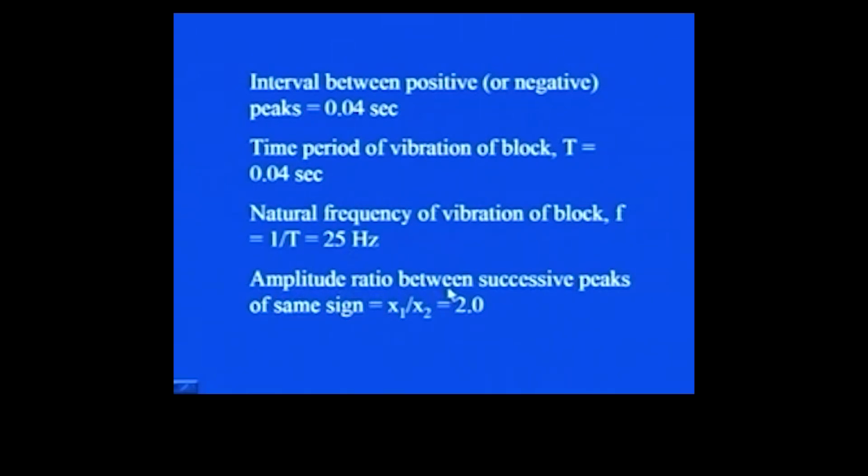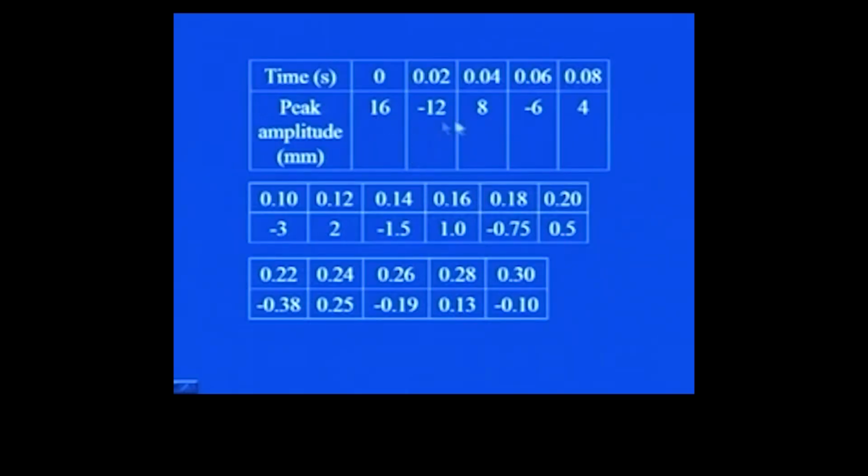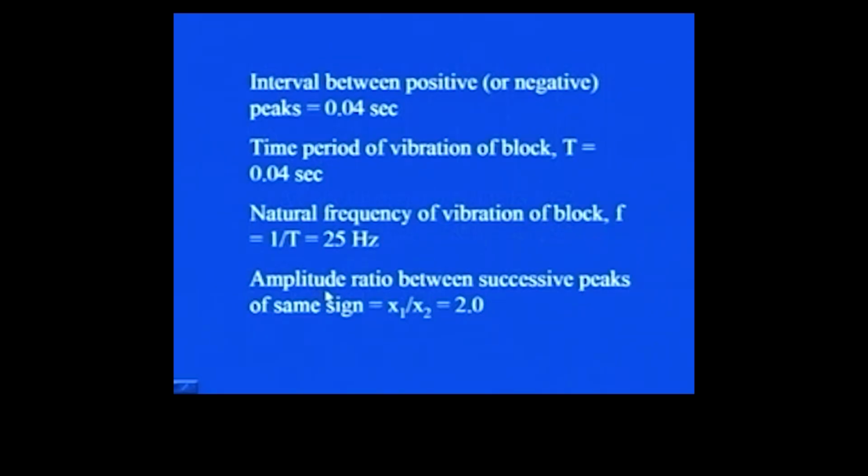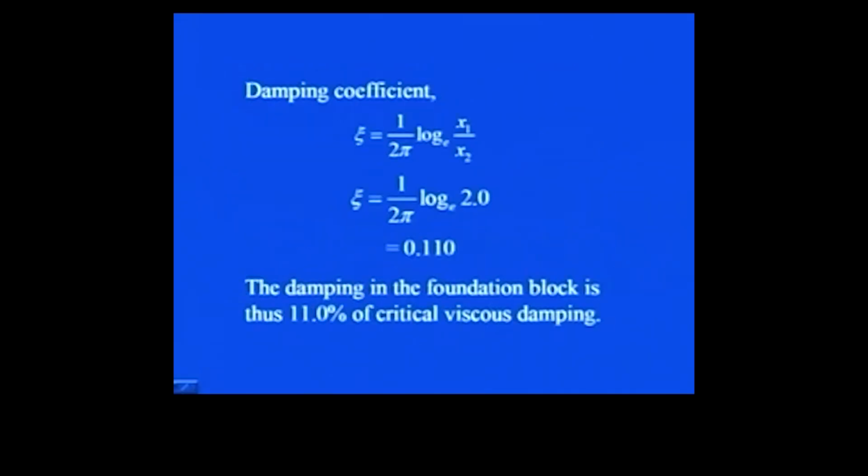So the amplitude ratio between successive peaks of the same sign, that is x1 by x2, becomes 2. You can see here that for two successive peaks, if you take the ratio, 16 by 8 becomes 2, 12 by 6 is 2, again 8 by 4 is 2, 2 and 1 the ratio is 2, then 1.5 and 0.75, the ratio is 2. So the amplitude ratio between successive peaks of the same sign, you have to keep in mind, because then only it is crossing its equilibrium position. So x1 by x2 is working out to be 2 in this case.